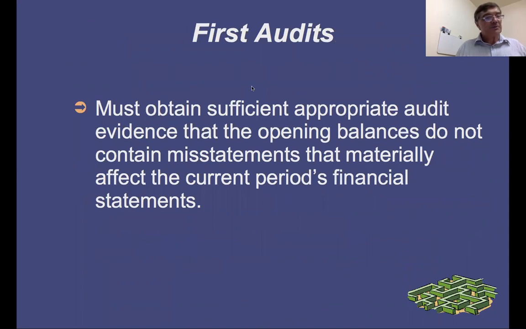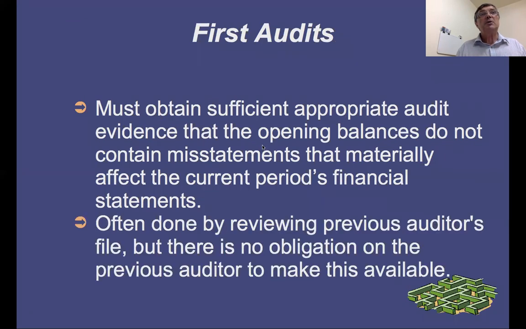I mentioned this before, I'm getting ahead of myself. First audits, we have to obtain sufficient appropriate audit evidence about the opening balances that could affect the current period's financial statements. Now, often this is done by reviewing the previous auditor's file. But note that there is no obligation on the previous auditor to make this file available.